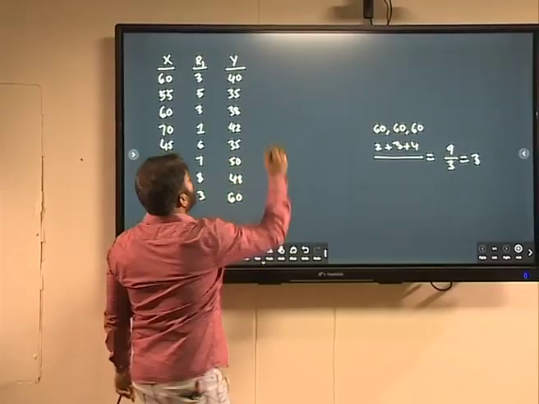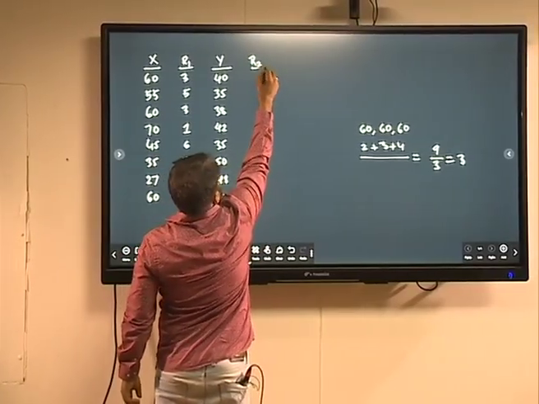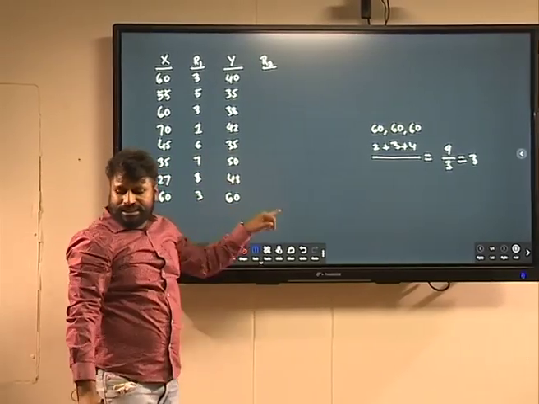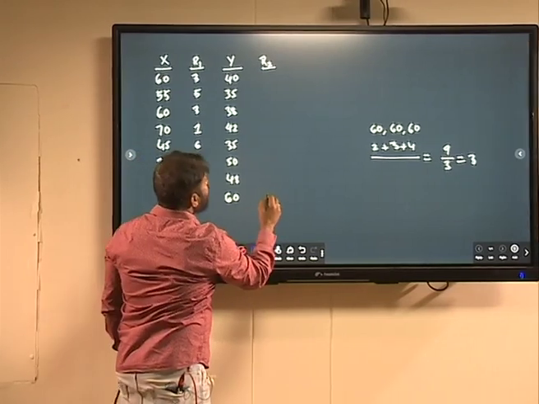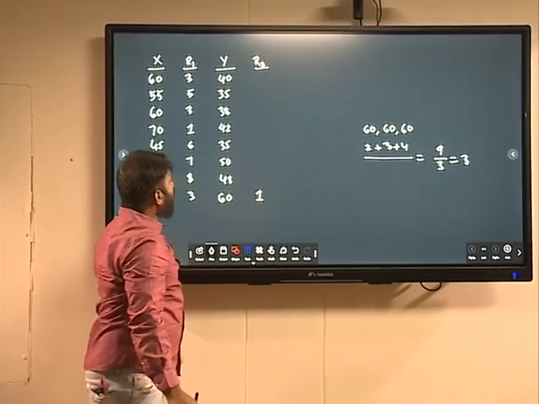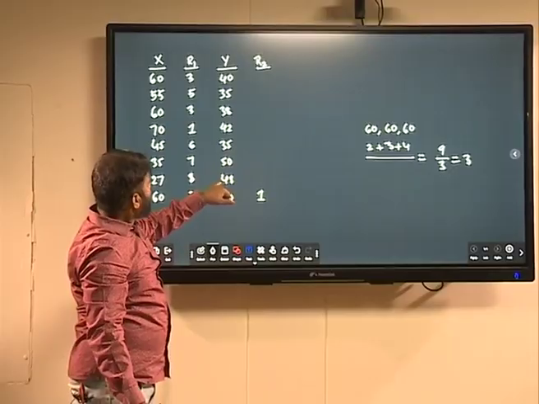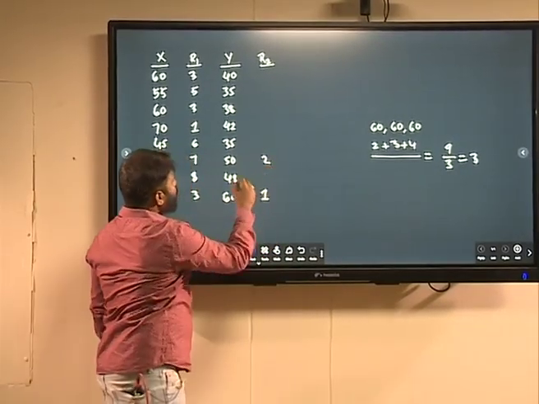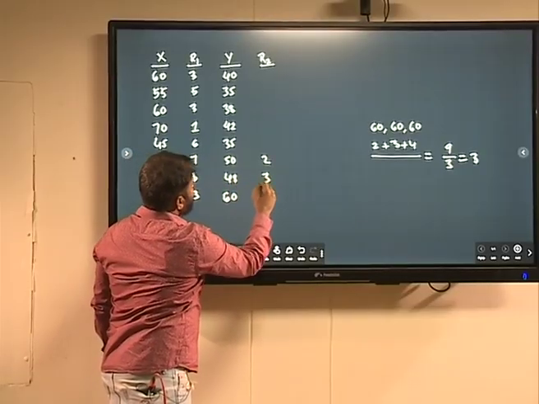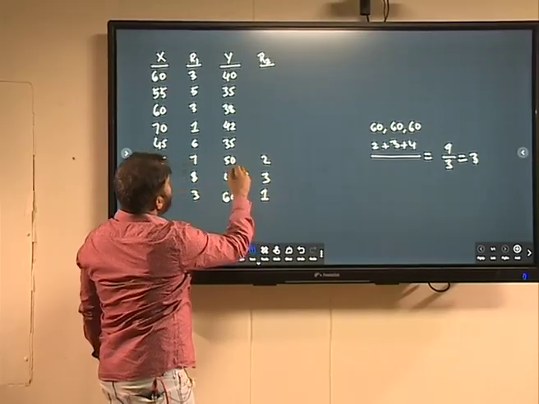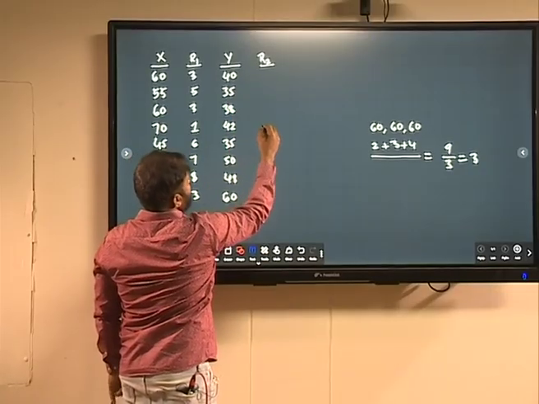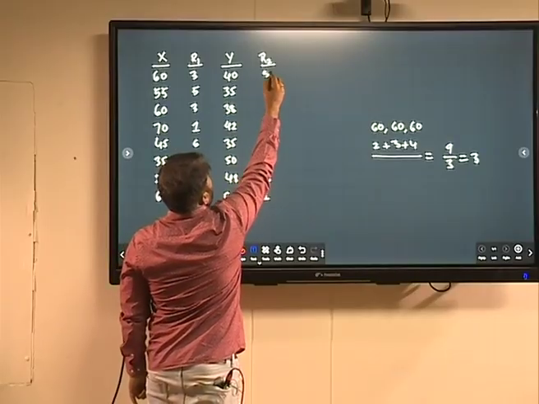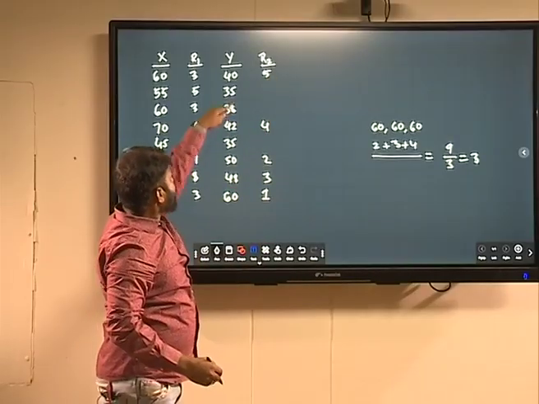In the Y series, the first highest one gets the first rank. Among all the variables, 60 is the highest, that is rank number 1. After 60, 50 is there, that is rank number 2. After 50, 48 is there, rank 3. After 48, 42 is there, that is the 4th rank. After 42, 40 is there, 5th rank, and then 6th, 7th.